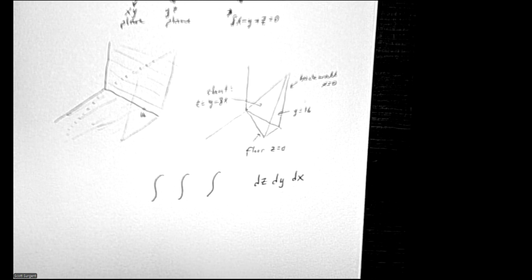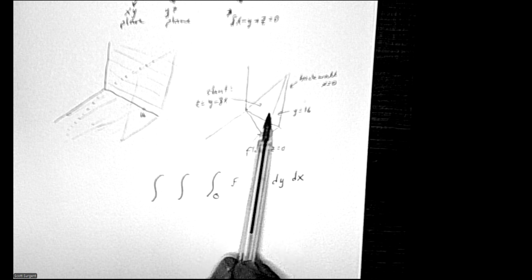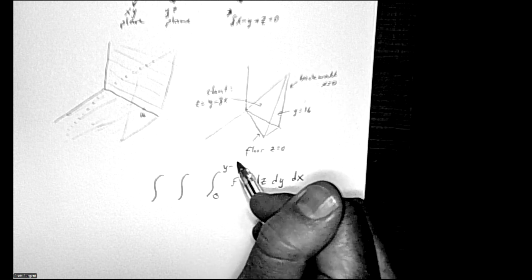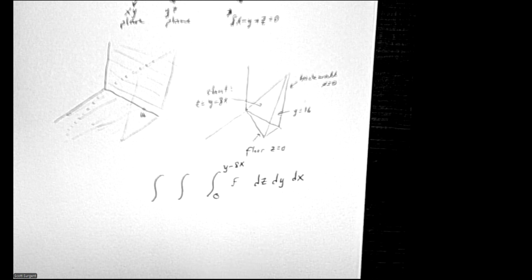If I do dz dy dx, I'm looking at this thing and picturing an imaginary line running up in the positive z direction. It's going to enter this object at the base at 0, I'll just use generic f for there. And it's going to exit out this slanting plane, which is y minus 8x. And then I'm done with that.